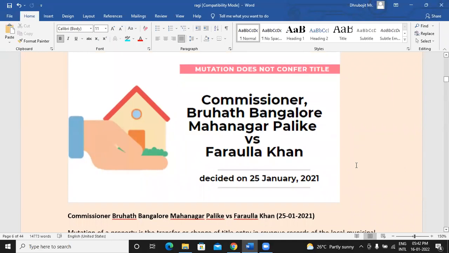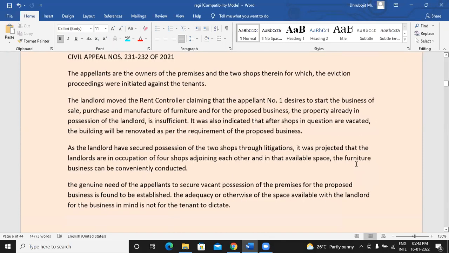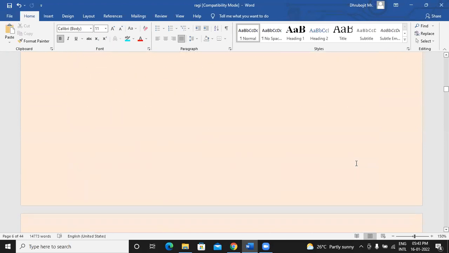Next, one more case we have relating to mutation. So this case is related to property law. Okay. Now, last class also we discussed something on property, right? A case related to property was discussed.